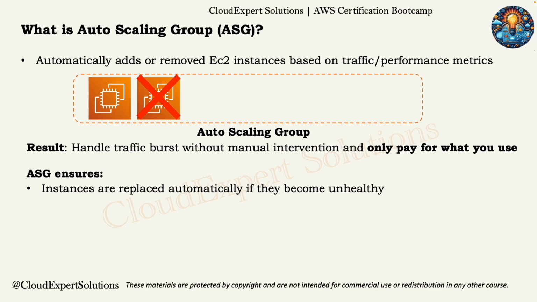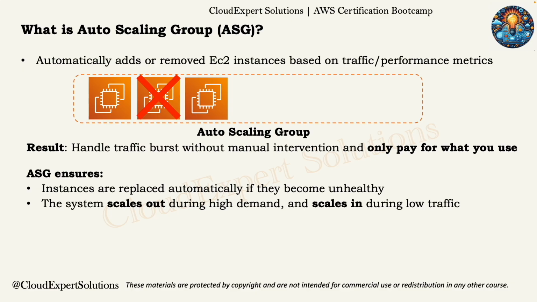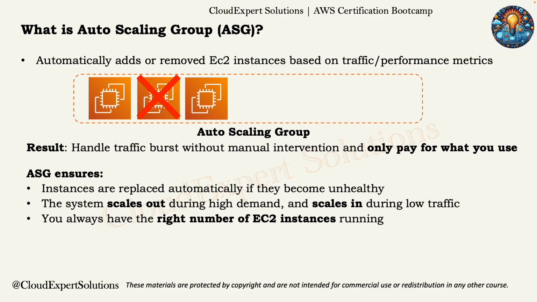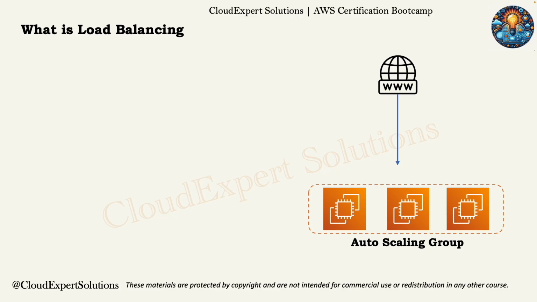Let's assume out of the two EC2 instances, one instance is unhealthy and not responding. Autoscaling group will automatically add one more new instance. It also ensures the system scales out during high demand and scales in during the low traffic period, and you will always have the right number of EC2 instances running for your application. With the help of autoscaling group, you can control the EC2 instance count based on the application load.